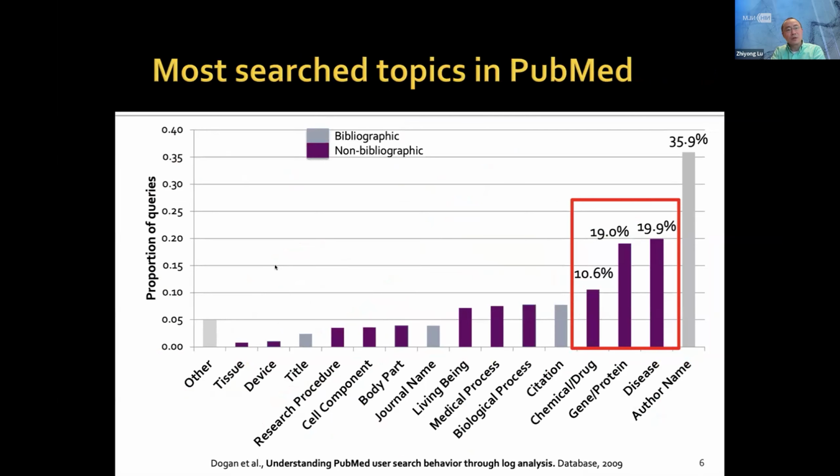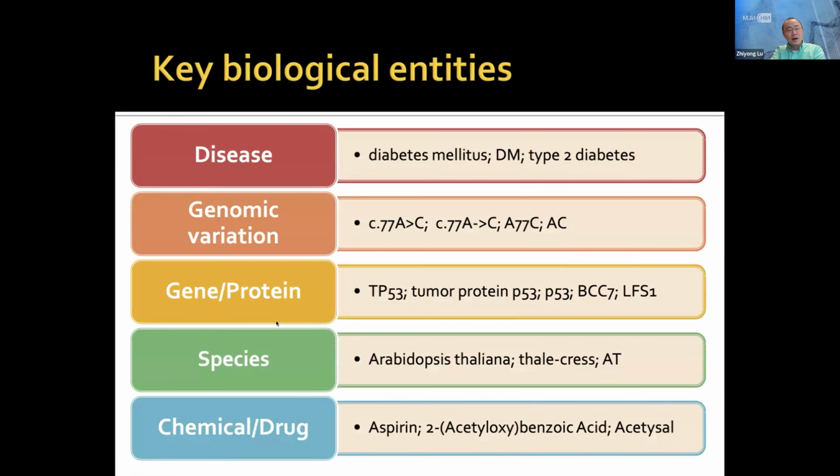And this also happens to be the most searched topics in PubMed after author searches, because everybody likes to search their favorite authors, or including themselves in PubMed in a way. So these entities become the focus of our research from the text mining or NLP perspective.